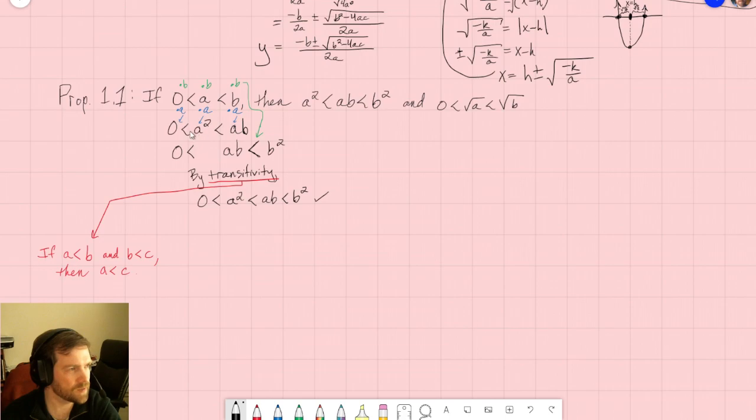So if a squared is between 0 and ab, then we can fit it in down here between 0 and ab on a new row. And then if b squared is above ab, then we're allowed to do that on the last row as well. So just combine everything into one gigantic compound inequality.